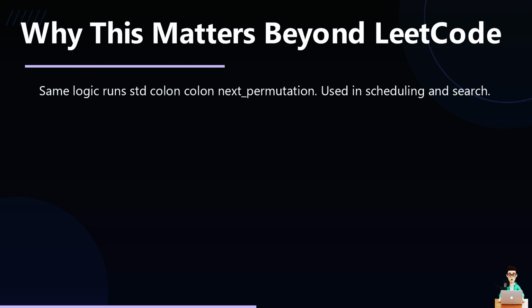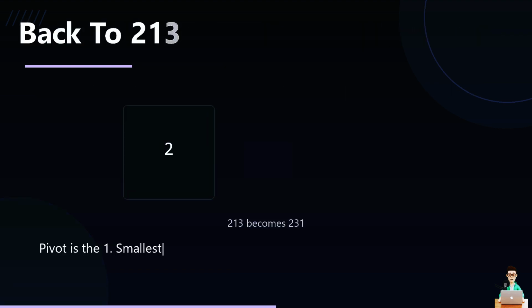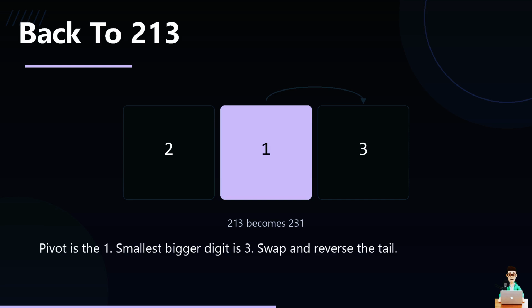Back to 2, 1, 3, the pivot is the 1, because 3 comes after it and is bigger. The smallest digit to its right that's still bigger is 3.